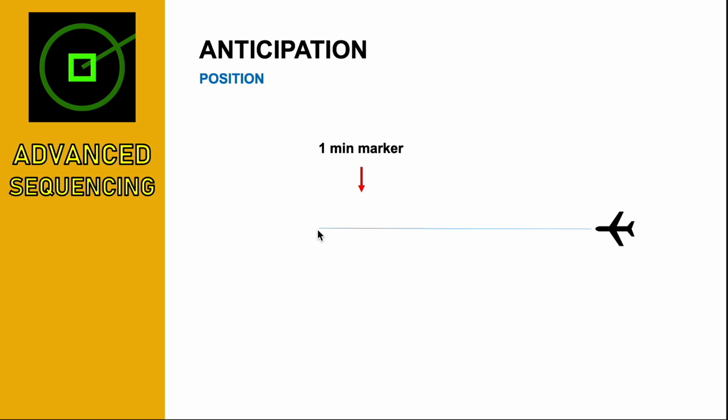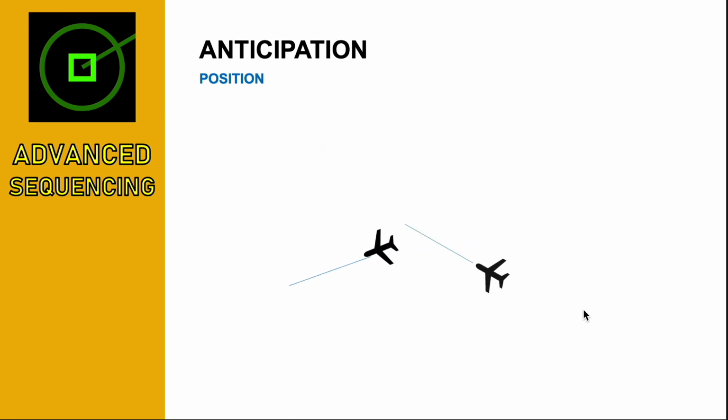So how is that useful? Because in this situation where you have two traffics, this traffic you know that in 1 minute is going to be here and this traffic is going to be in 1 minute here. So you're going to have this distance. So if you want to sequence this one behind this one, it's better to give this vector because in 1 minute you will have approximately this distance, and this is the distance that you want.